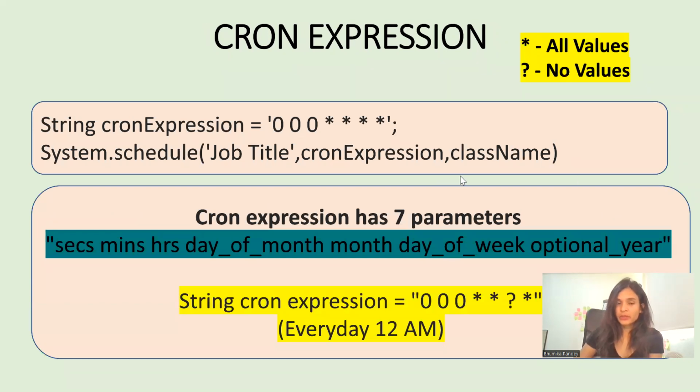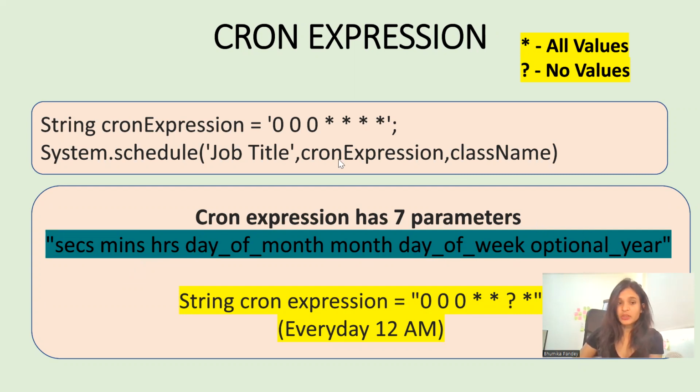Now cron expression. Let's just start from here. So a cron expression has 7 parameters. The first parameter that you would be passing is seconds. The second parameter would be minutes. The third one is going to be hour. Okay, and then day of month, month, then day of week, and then optional year.